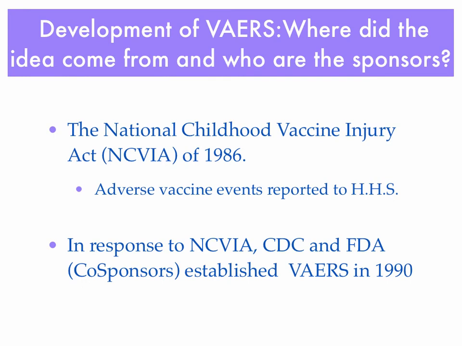The development of VAERS: where did the idea come from and who are the sponsors? VAERS came out of the National Childhood Vaccine Injury Act of 1986. It was an outgrowth of that act, which required healthcare providers and immunization manufacturers to report adverse events from vaccines to the Department of Health and Human Services. In response to this act, the CDC and the FDA, as co-sponsors, established VAERS in 1990 as a venue for reporting these adverse events.